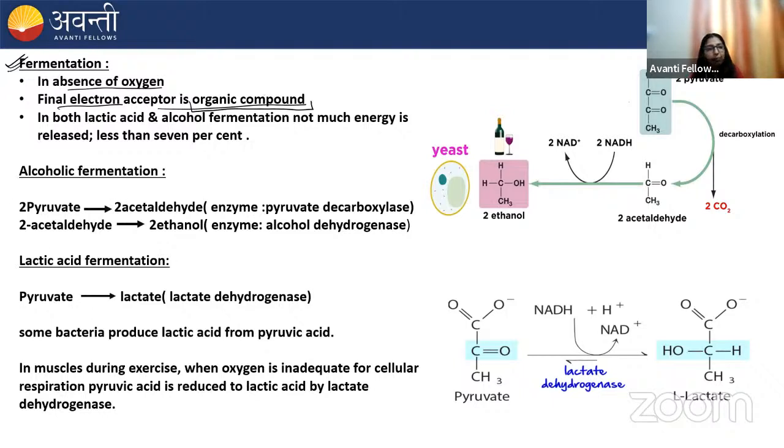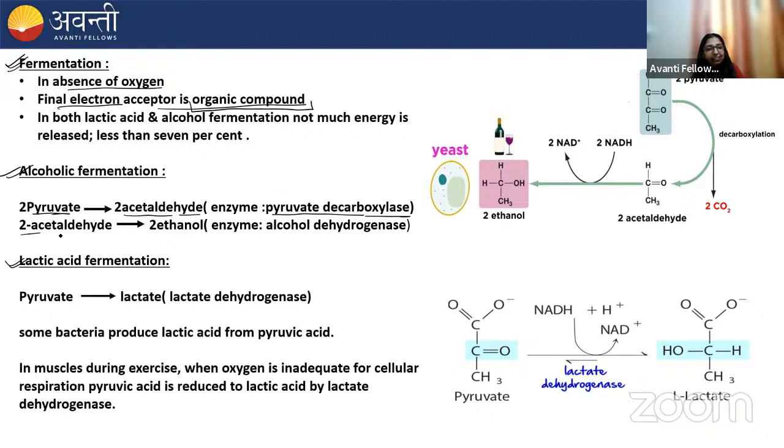Fermentation is of two types. One is alcoholic fermentation, the second one is lactic acid fermentation. In alcoholic fermentation, the pyruvate is first converted into acetaldehyde. The enzyme which catalyzes this reaction is pyruvate decarboxylase. Okay, and in this process, CO2 will be released because it's a decarboxylation process. Decarboxylation means that CO2 is going to be released.